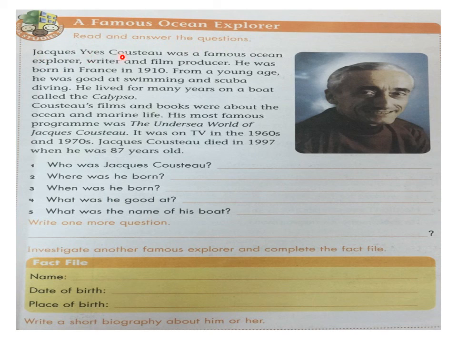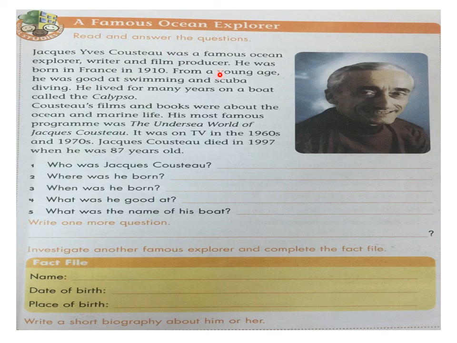Jacques Yves Cousteau was a famous ocean explorer. So he was a famous ocean explorer, writer and film producer. Film producer means that he makes films. He was born in France in 1910. So when was he born? 1910. Where was he born? In France.